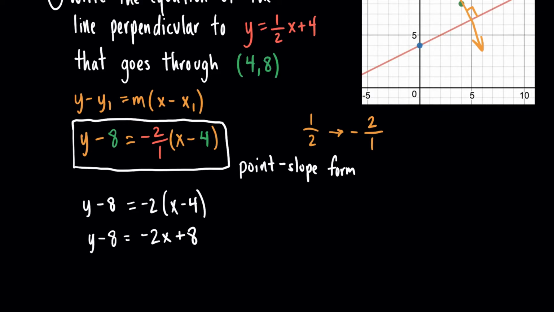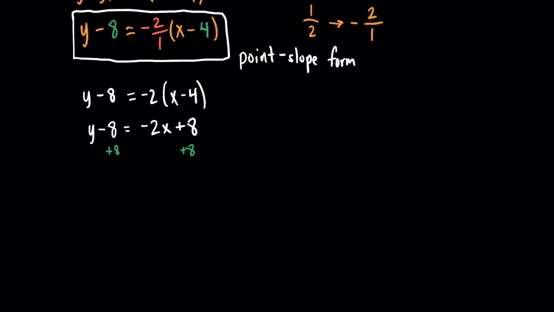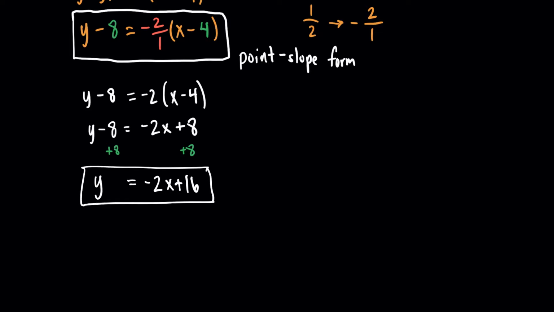All right, now we're just trying to get y by itself. So let's add 8 to both sides. So +8, +8. And when we do that, we will get y is equal to -2x plus 16. Okay, so that's going to be the exact same line, just in a different form. So this is slope-intercept form.